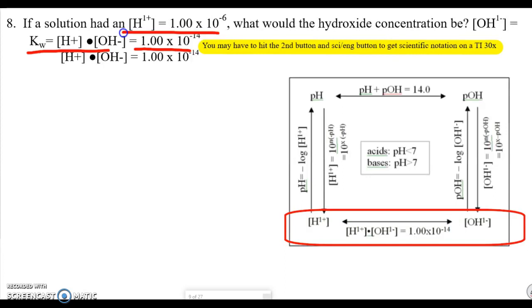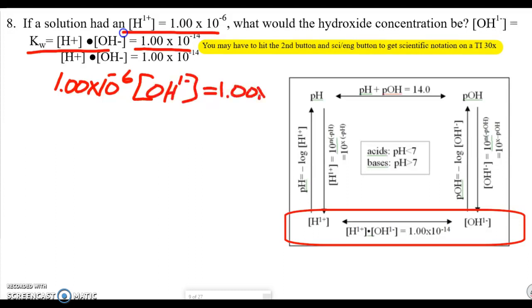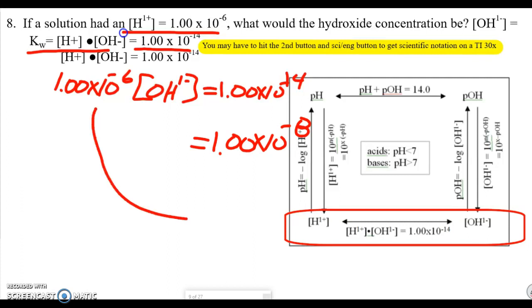I know my hydrogen ion concentration is 1.00 times 10 to the negative 6th. My hydroxide ion concentration, I don't know. It's all got to total up to 1.00 times 10 to the negative 14th. I do some algebra, and what I end up getting at the end is my hydroxide ion concentration is equal to 1.00 times 10 to the negative 8. Again, I use this formula right down here. I did some algebra, and I solved for that value.